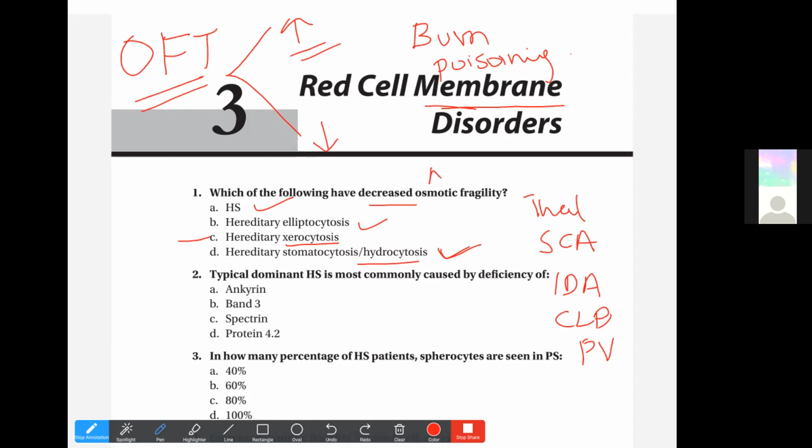In decreased osmotic fragility, we have mostly just one membrane defect, the hereditary xerocytosis, and then the hemoglobinopathies. Apart from that, among the other systemic disorders, we have severe iron deficiency or polycythemia vera. Both can present with decreased osmotic fragility, and even chronic liver disease. With increased osmotic fragility, we have membrane defects, and then also other disorders like burns and poisoning.